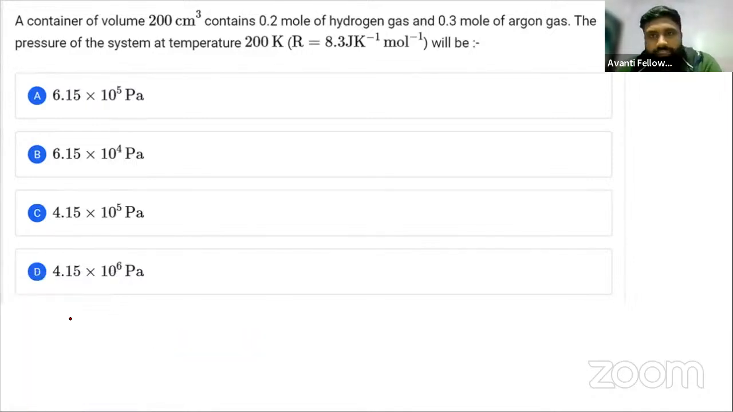Now, in this question, a container of volume 200 centimeter cube contains 0.2 mole of hydrogen gas and 0.3 mole of argon gas. Now the pressure of the system at temperature 200 Kelvin will be. In this question, the container volume is given to you. It doesn't say that this volume specifically belongs to hydrogen or argon. So we can assume that this volume is the volume of this mixture.